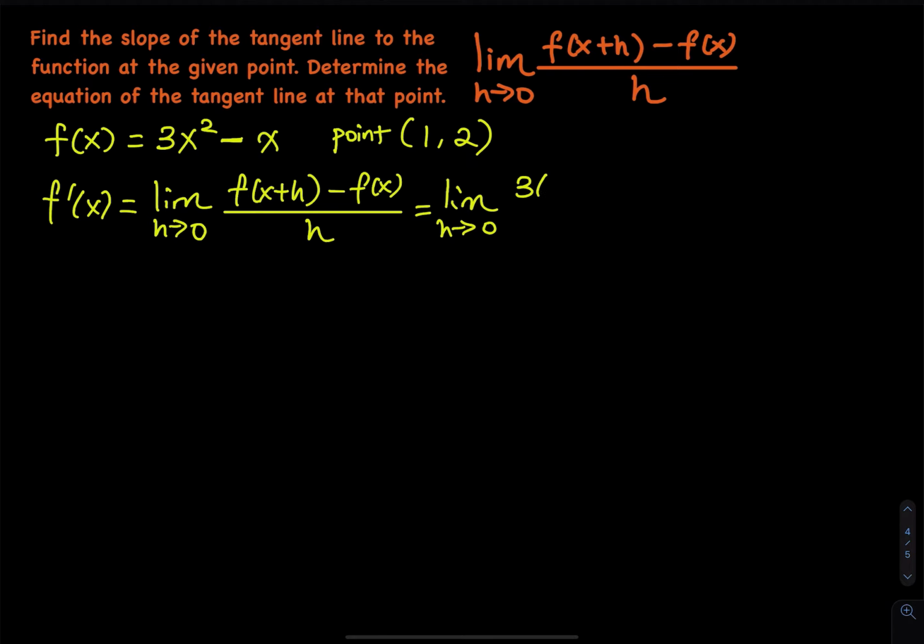So 3 times (x plus h) squared minus, not x anymore, that is also x plus h. You put parentheses in there because there is a minus. And then you minus f of x, right? So the f of x is the original function, 3x squared minus x. And then you divide the whole thing by h, right?